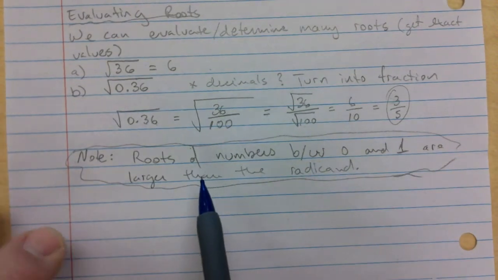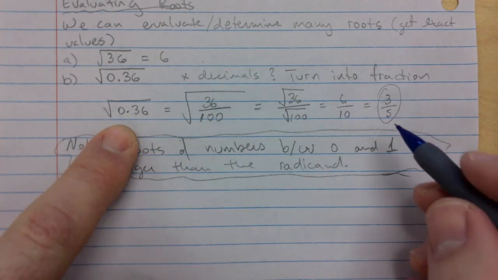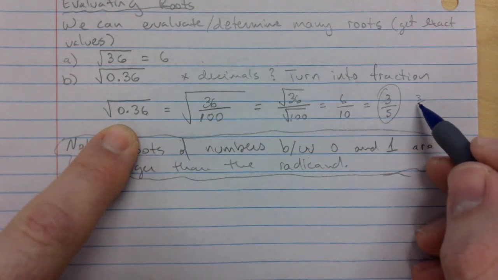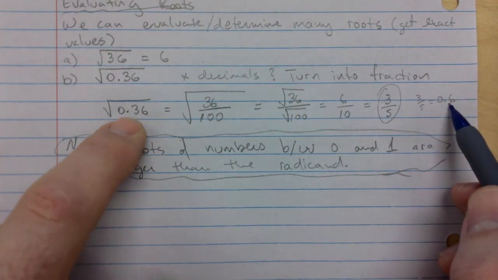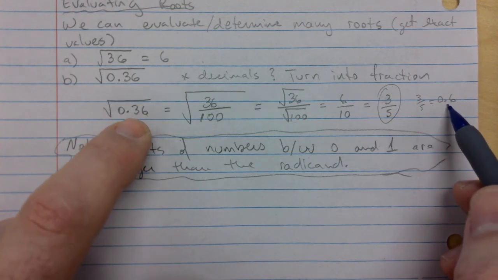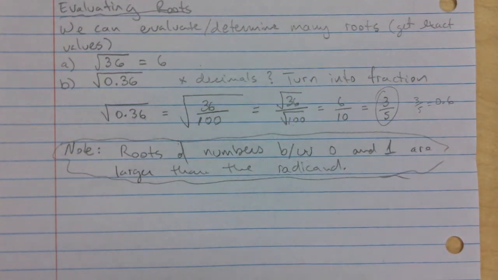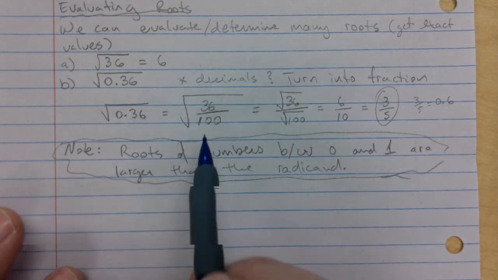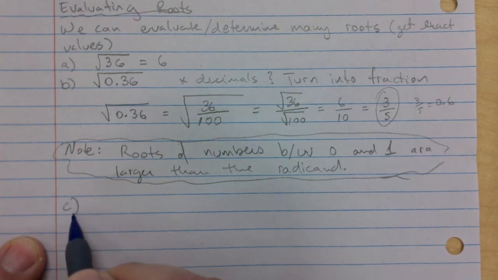Okay? Because if you think about it, 0.36, right? And 3 over 5 is actually 0.6. Your answer to this root here is actually greater. I don't know if you noticed that, right? 0.6 is bigger than the radicand that you started off with, and that's actually always going to be true. Okay. And so keep this in mind. Decimals, you break them down into fractions to get that. Okay. So C.